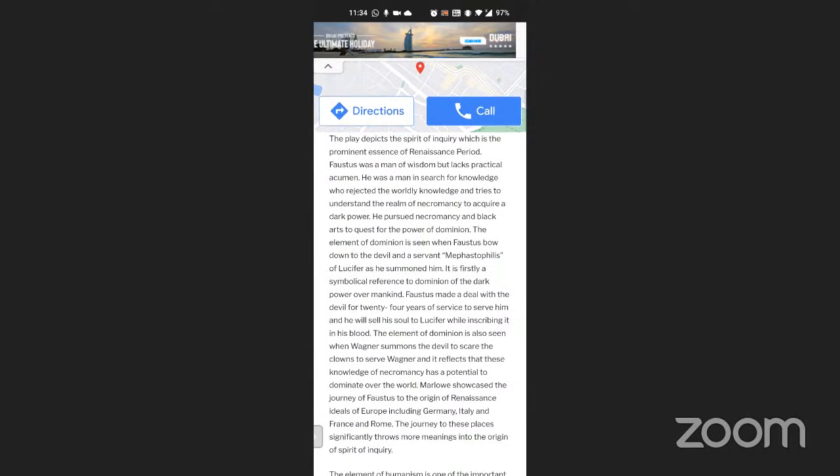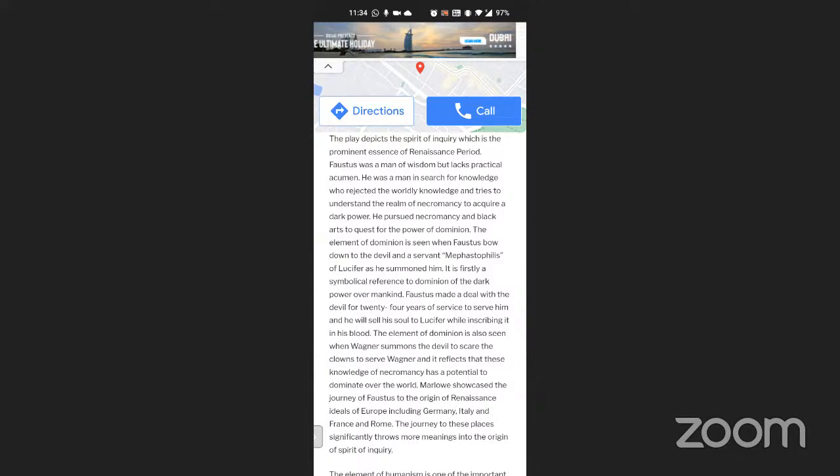Okay. If you compare the Ramayana to Dr. Faustus, it is very similar. In the Ramayana, Ravan made the mistake. In Dr. Faustus, Faustus made the mistake, thinking that he's a very intellectual person.